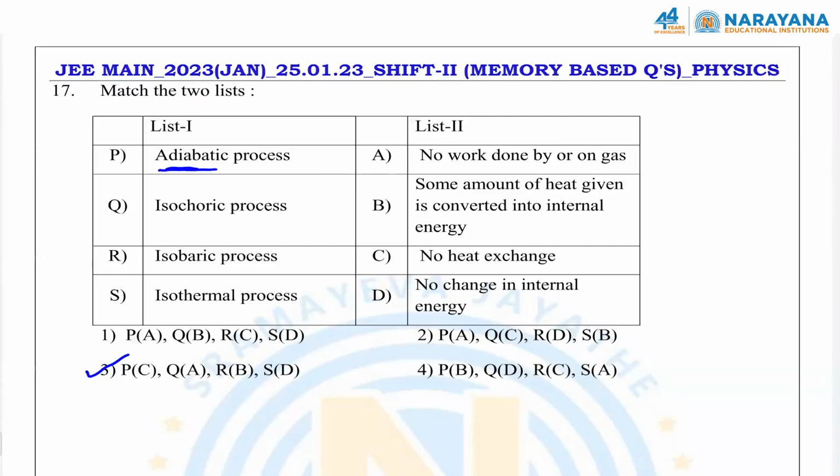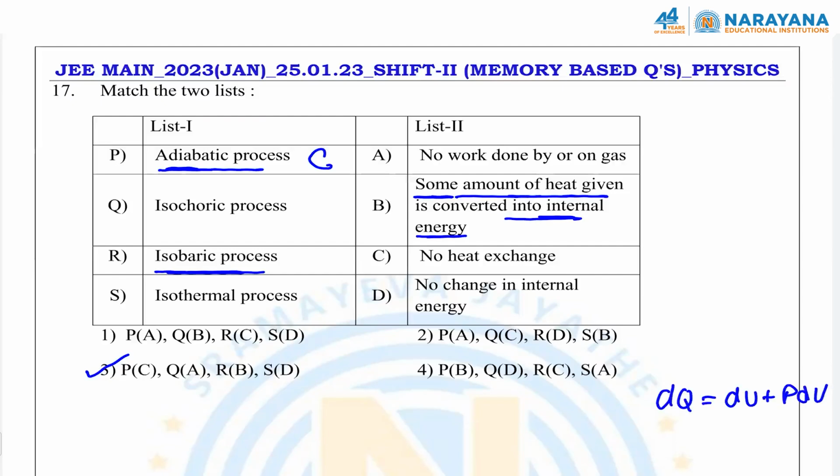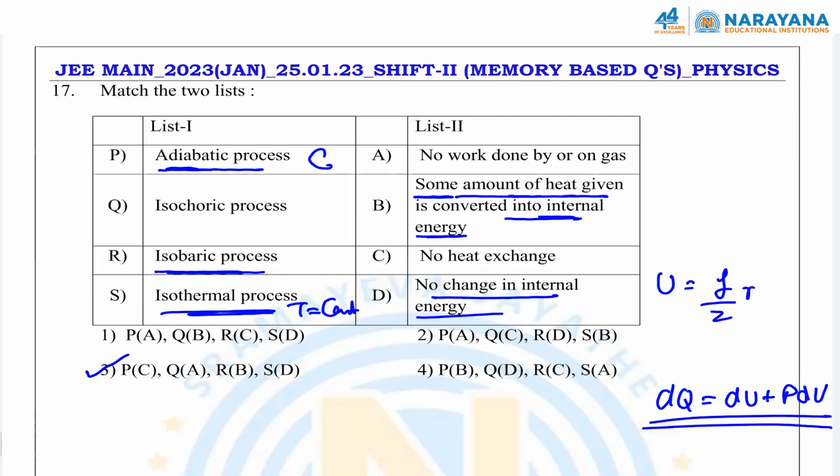Okay, let's go for the adiabatic process. Adiabatic process means no heat exchange. So C is the answer. Isobaric process, pressure is constant, volume will change. So whatever heat we supply, some part of it is converted to internal energy and some is going into work. We know that dQ is equal to dU plus P dV. And isothermal process, temperature is constant, and if temperature is constant, there will be no change in internal energy. Internal energy is a function of temperature for an ideal gas. So all others are also matching.